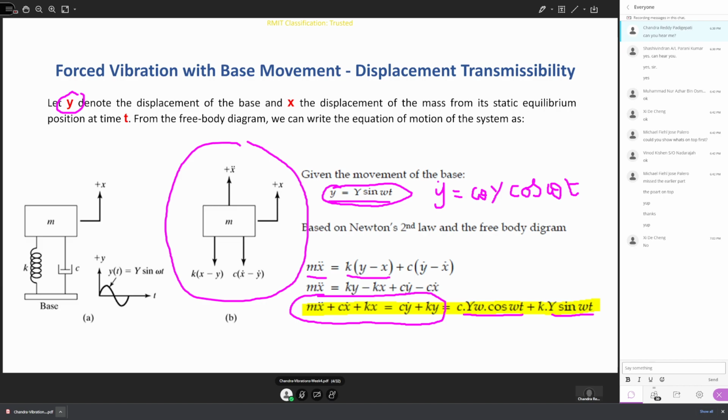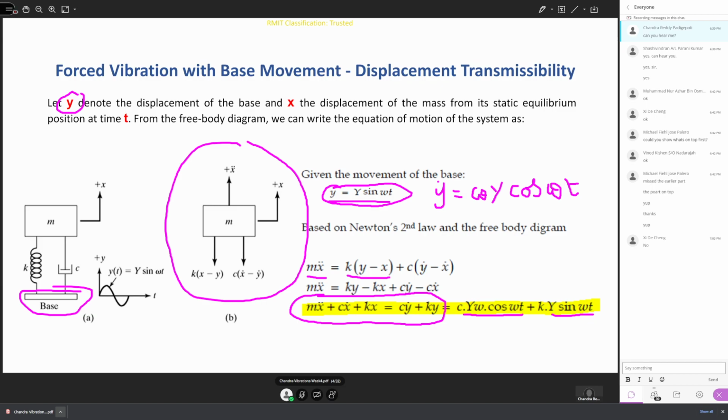Therefore, you can write the equation of motion for this as m x double dot plus c x dot plus kx is equal to c y dot plus ky, or you can elaborate with the first derivative of y, the displacement of the base. Okay, you can write either way. So this is basically the equation of motion for the damped system with base movement. Here the base movement we are taking as a harmonic function, so the movement of the base varies.